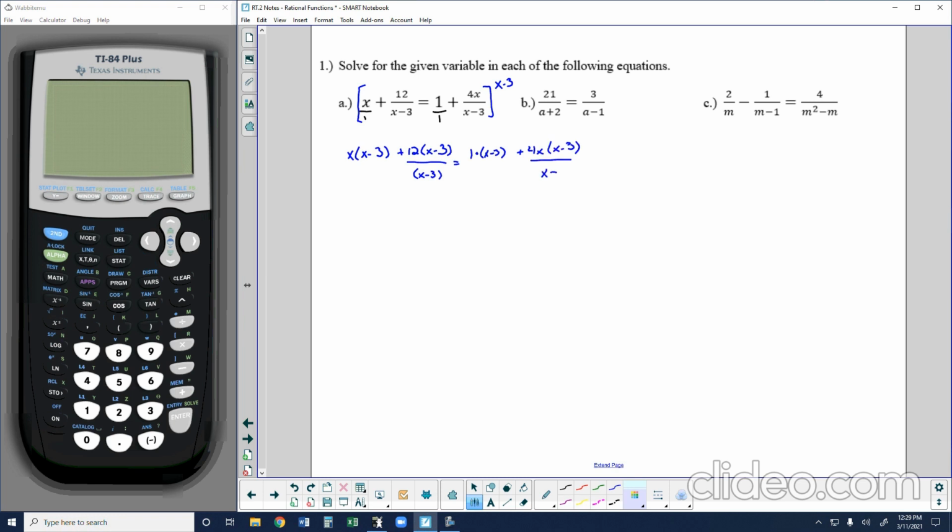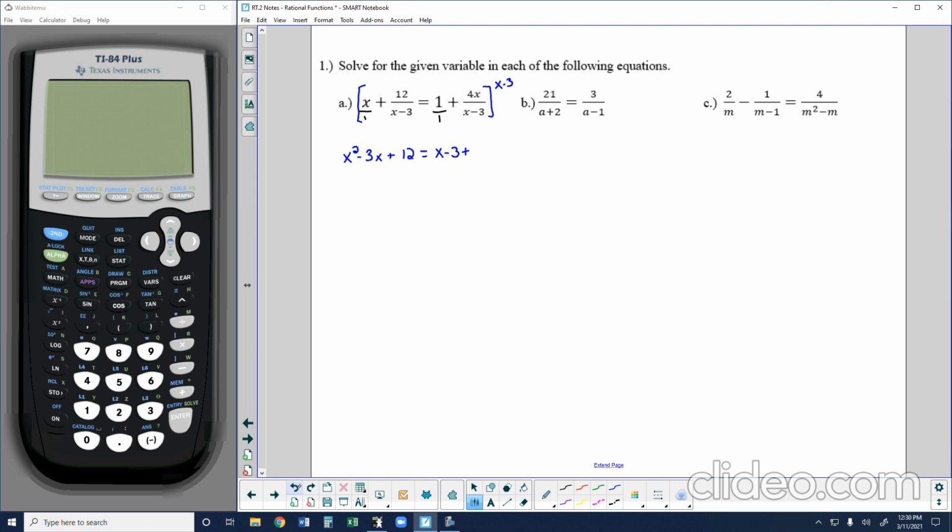So the x times x minus 3 would be x squared minus 3x. Multiplying 12 over x minus 3 would get the x minus 3's to eliminate, leaving just 12. This would equal 1 times x minus 3, which is just x minus 3. And multiplying the 4x over x minus 3 times x minus 3 would leave me with just 4x. Now we have eliminated the fractions by multiplying by the least common multiple of the denominators, so this expression can be simplified.